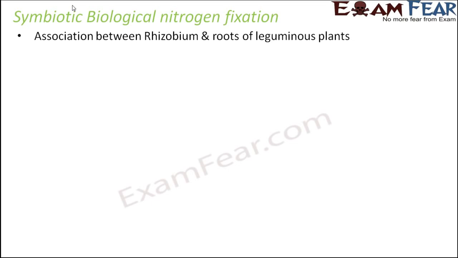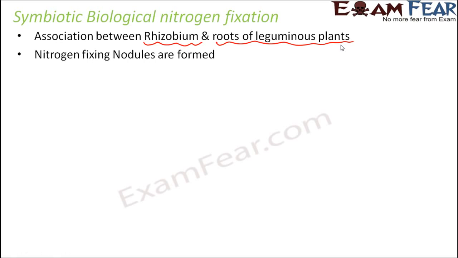Here we will talk about the association between the bacteria rhizobium and the roots of leguminous plants. So this is a symbiotic relationship, rhizobium and roots of leguminous plants, and they also help in nitrogen fixation. We will see how exactly the process of nitrogen fixation takes place. During the course of this process, nitrogen fixing nodules are formed, and that is a very important part. How this nodule formation takes place, we have to understand very clearly.